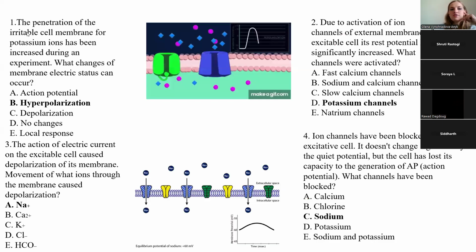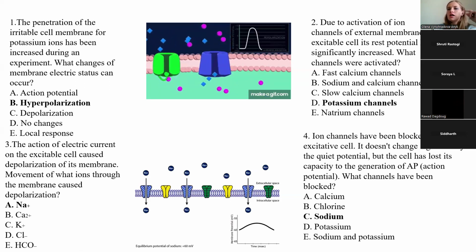The permeability of the irritable cell membrane for potassium ions has been increased during the experiment. What change of membrane electric status can occur? The right answer is hyperpolarization. Why? I remind you again, potassium is positively charged and it stays inside the cell. The more positive charge moves outside, the more negatively charged proteins and anions will stay inside. That's why the more potassium moves out, the more negative it will be inside. And this is named hyperpolarization.